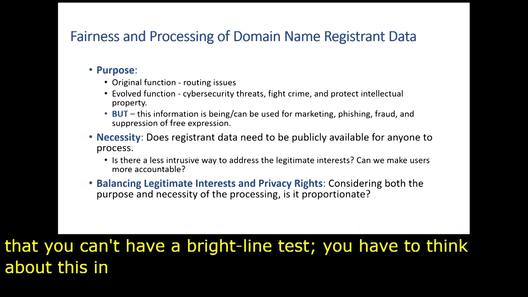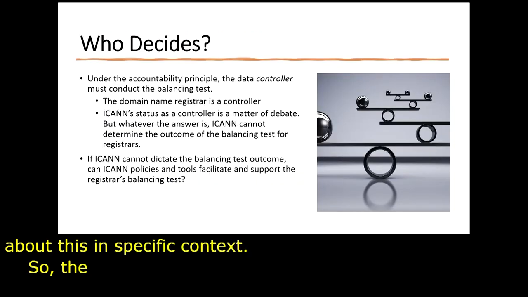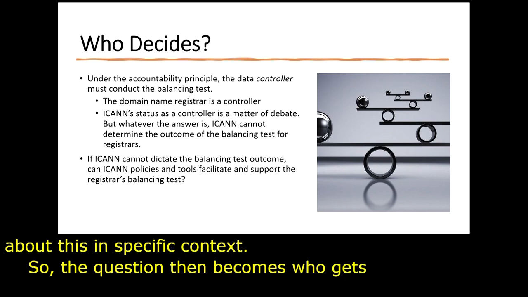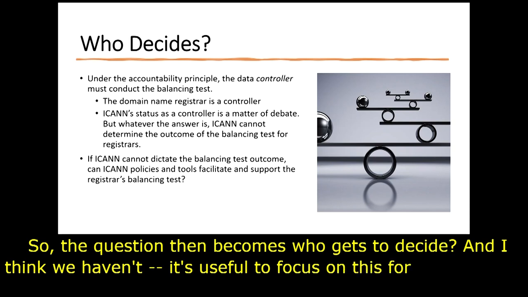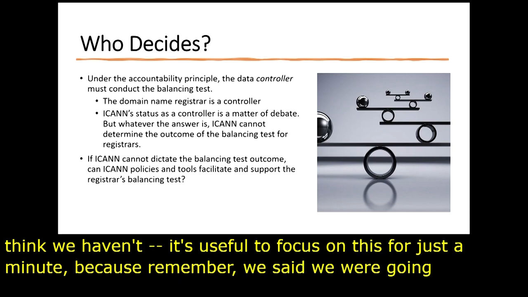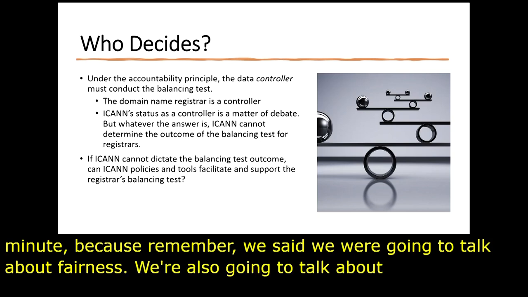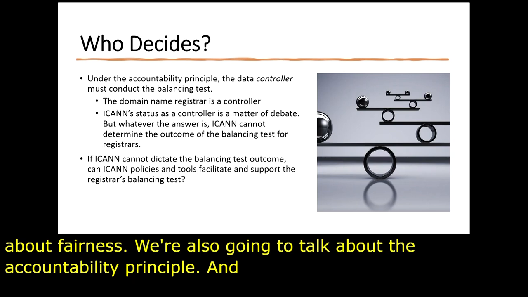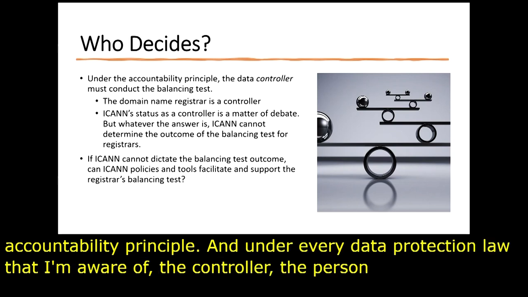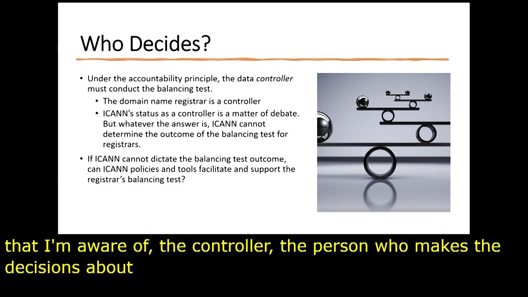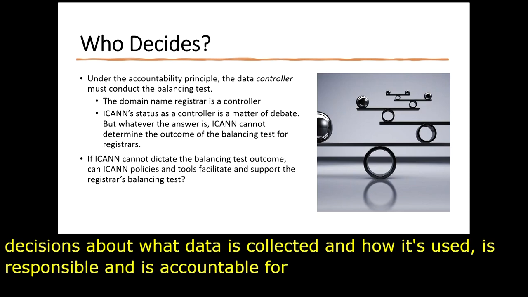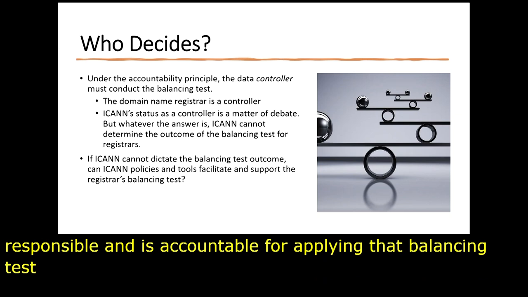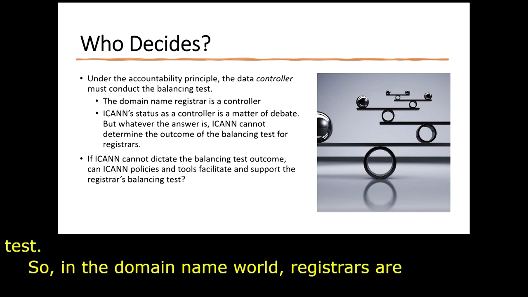So the question then becomes, who gets to decide? It's useful to focus on this for just a minute, because remember we said we're going to talk about fairness. We're also going to talk about the accountability principle. And under every data protection law that I'm aware of, the controller, the person who makes the decisions about what data is collected and how it's used, is responsible and is accountable for applying that balancing test. So in the domain name world, registrars are surely controllers. I don't think that there's any question about that.